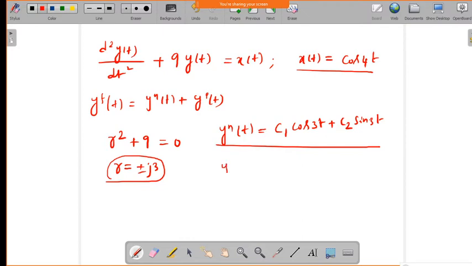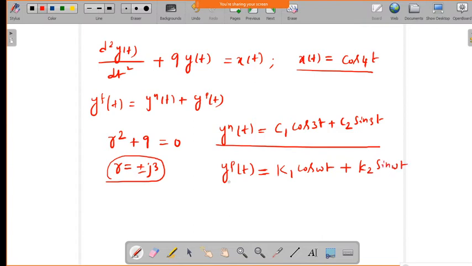So, after this you find out the particular solution. Now, what is the form of the particular solution if the input is in terms of A into cos of omega t plus phi? What is the particular integral form? K1 cos omega t plus K2 sin omega t. Assume the particular solution as k1 cos omega t plus k2 sin omega t.